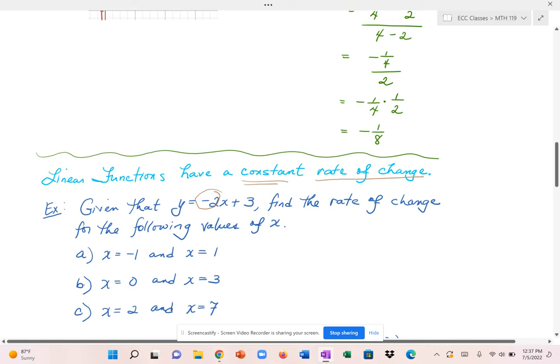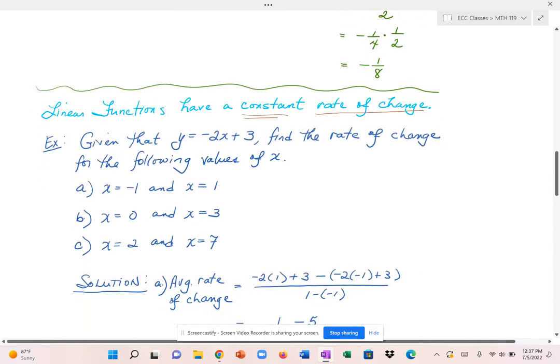And that's only because it is a linear function, not a quadratic like the first and second examples I did, and not a rational function like the third example.